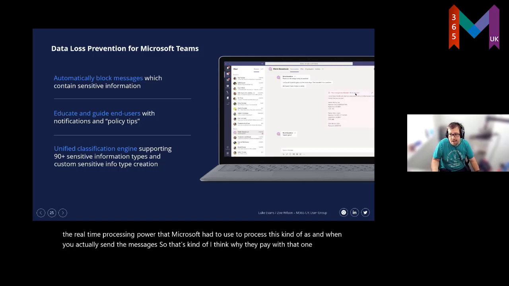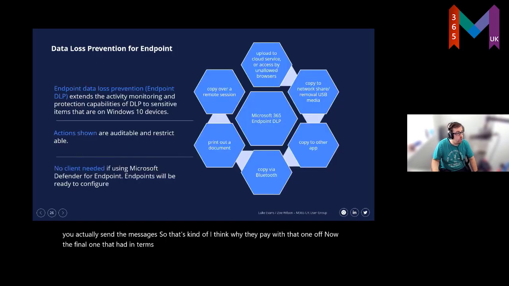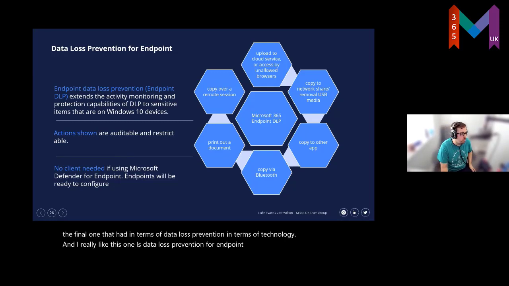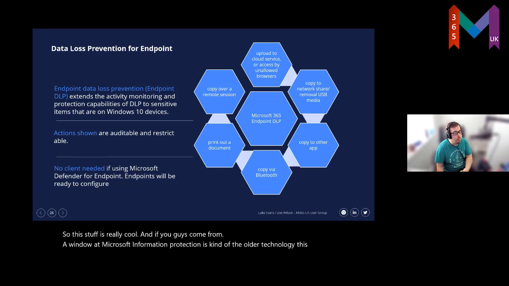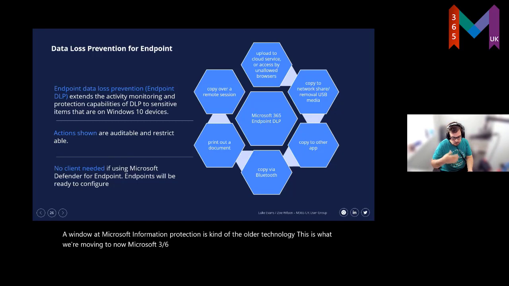Now, the final one that I had in terms of data loss prevention technology, and I really like this one, is data loss prevention for endpoint. So basically, this plugs into Microsoft Defender, and it extends the DLP protection across Windows 10 devices. So this stuff is really cool. And if you guys come from a Microsoft Information Protection background, that is the older technology, and this is what we're moving to now: Microsoft 365 Endpoint DLP. The great thing is, if you're using Defender and Intune, you can basically get going as long as you've got the license.